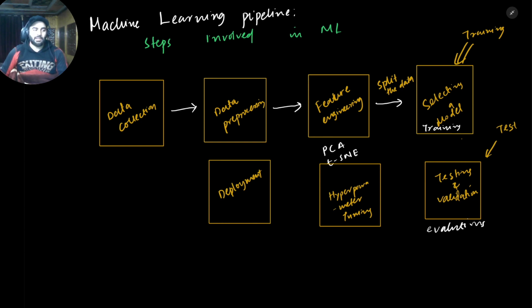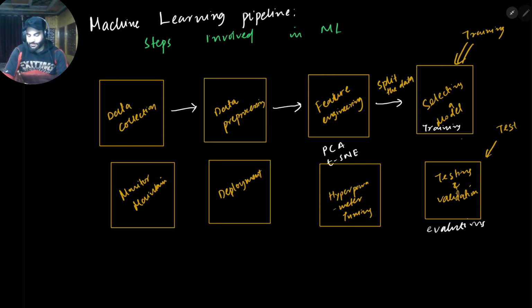After the deployment, you have a very important stage, which I'll not write as a separate step. There are different steps, I'll just write them clubbed as one step. You'll monitor and maintain the model. So these are the steps usually involved in an ML pipeline. That's why it's called a machine learning pipeline.